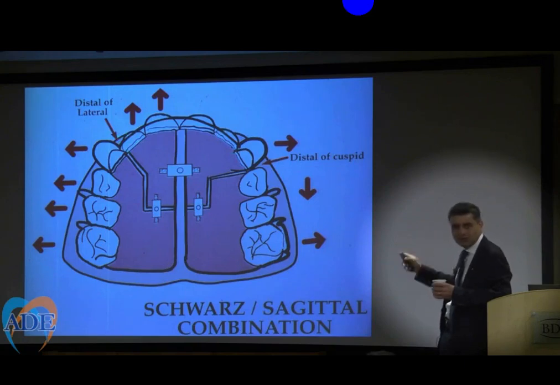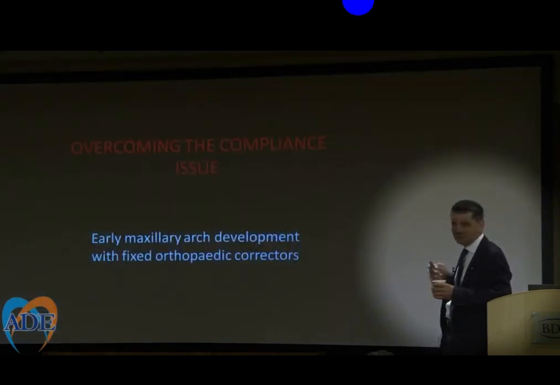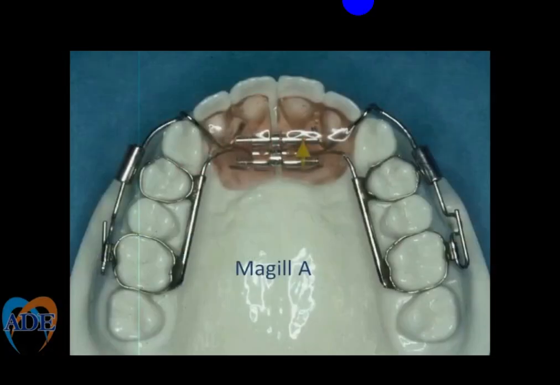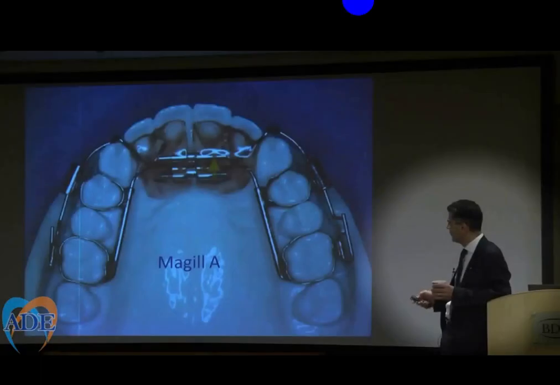But the labial bow really, to me, is not a good deal in an upper 3D. But now realistically, what do I use in practice? I use fixed, right? So this is the fixed short sagittal. This is called a McGill A for advance. So let's have a look at it.